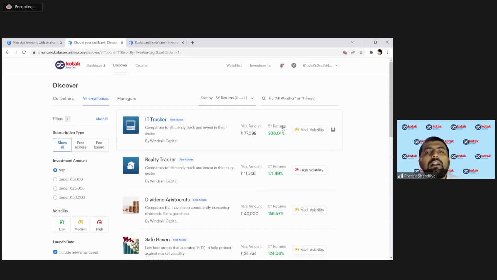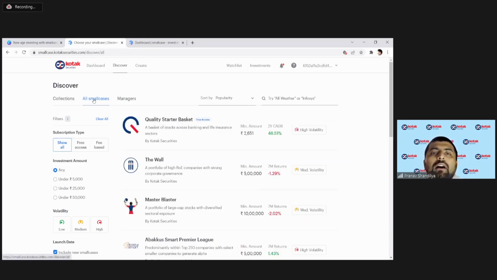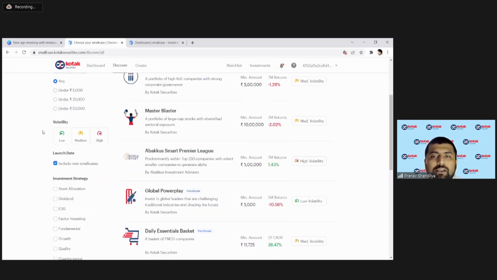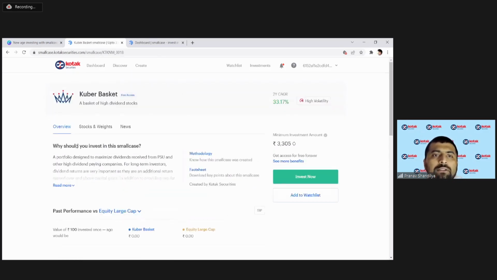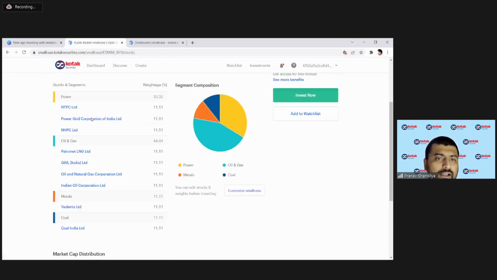So I hope that the audience today is clear on what smallcase baskets are and how investors can go ahead and select the basket of their choice. So what I'm actually going to do next is try to invest in a basket of our choice. For this example, I'm going to take something like a Kuber basket. As we can see, these are the list of stocks available.